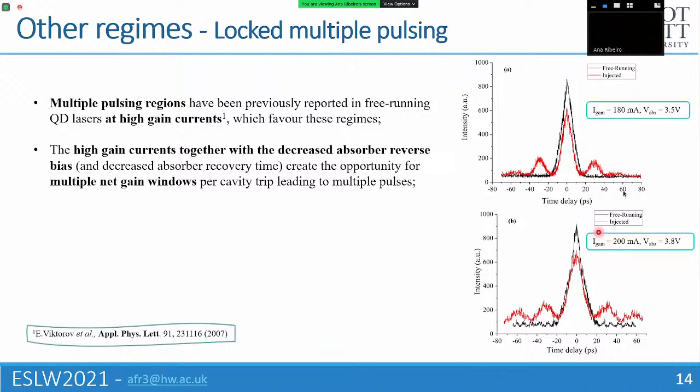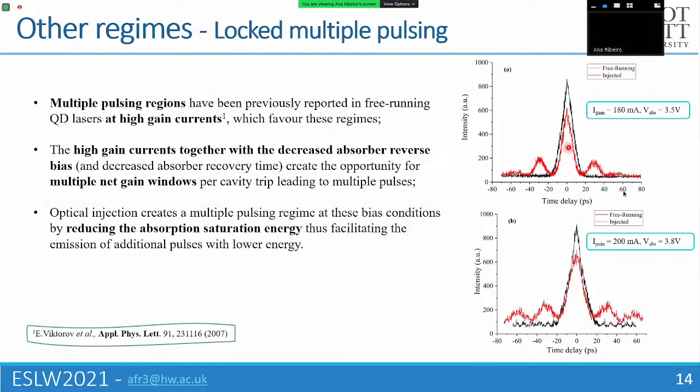And the higher gain currents, together with the decreased absorber reverse bias in this case, creates the opportunity for multiple net gain windows, which leads to multiple pulses being formed. But how does optical injection induce this multiple pulsing? Well, we believe it could be because the optical injection, as I had said earlier, may be reducing the absorption saturation energy and thus facilitating the emission of additional pulses with lower energy.